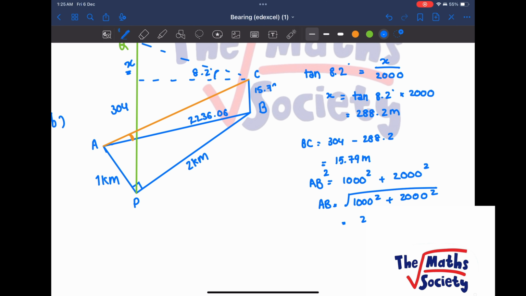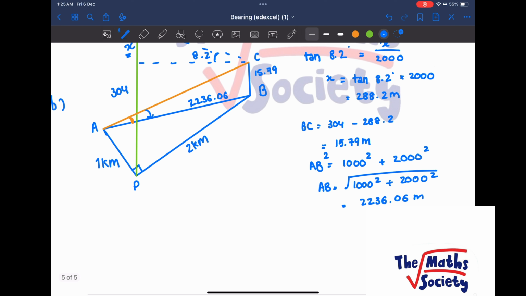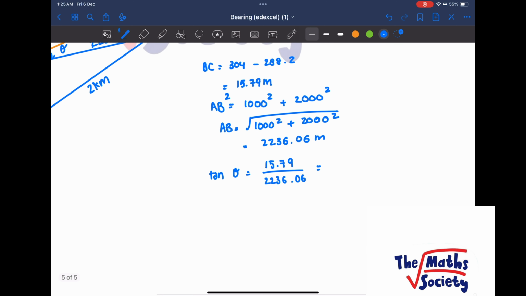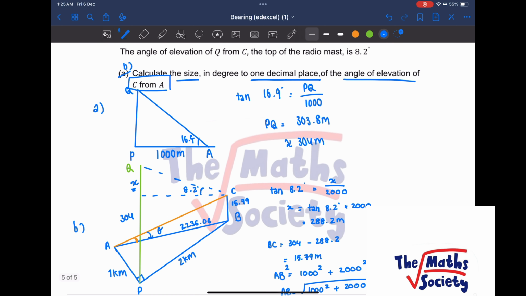So now if you want the angle, you can use the tangent rule again, which is O by A. So tangent theta equals 15.79 divided by 2236.06, and you'll get an answer of 0.4 degrees, and that is your angle of elevation of C from A.